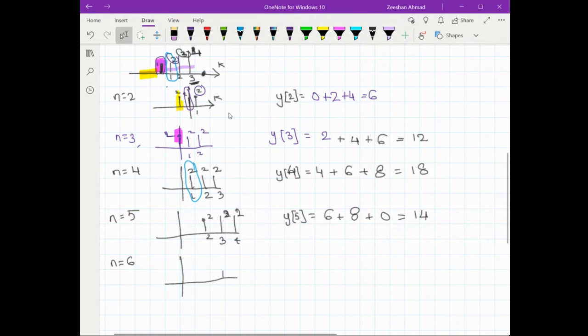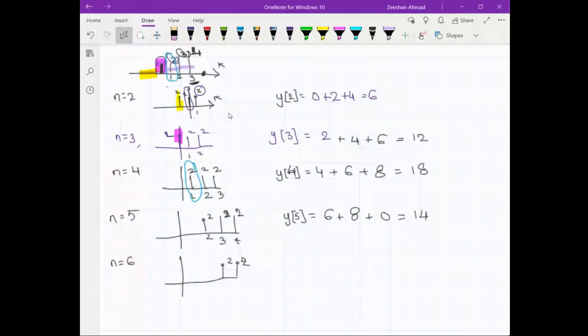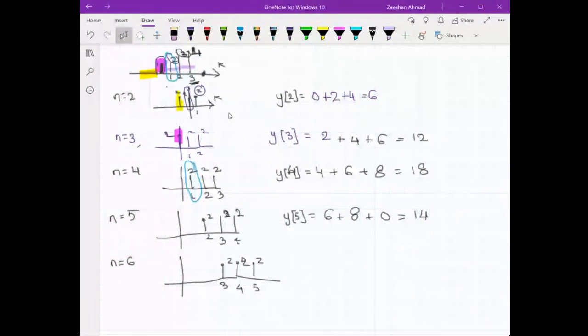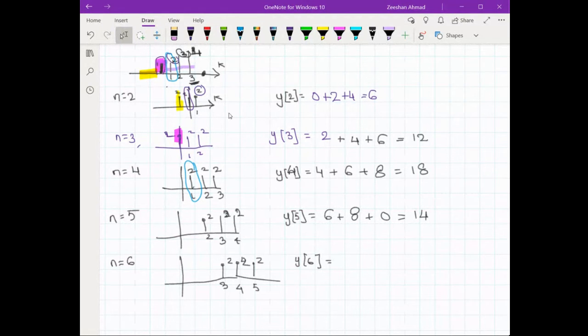Okay, now we will shift it further here, so n equal to 6 means the sample from 2 will move to 3, the sample from 3 will move to 4, the sample from 4 will move to 5 here. Okay, so basically this is 3, 4 and 5. We need to multiply here, so y of 6 will be equal to, at 3 the sample here is 2, at 3 the sample here is 4, so 2 multiplied by 4 will be 8, plus the remaining samples here are 0, so 0 multiplied by anything will give me 0 here, so I will get 8 here.